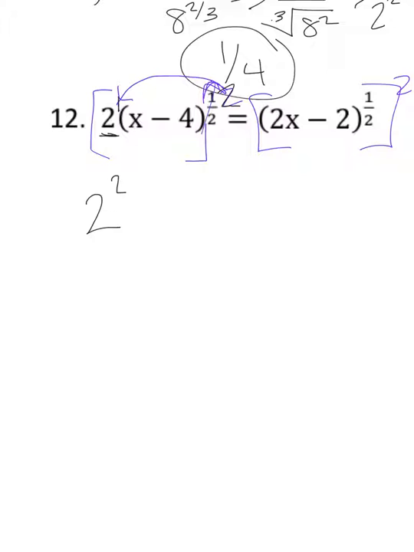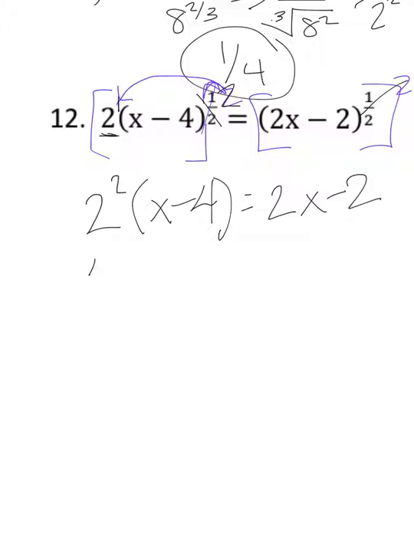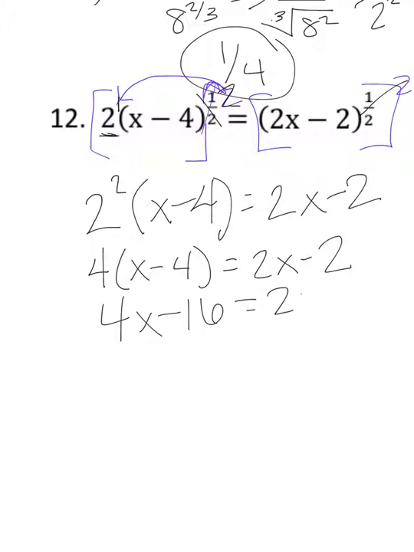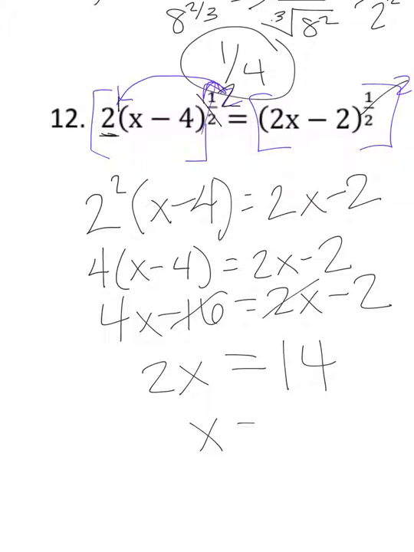So then everything else is nice because this will cancel and you're left with x minus 4 equals, and then again these will cancel over here, so you're left with 2x minus 2. So we'll just keep working here like regular algebra 1 problems. This turns into a 4, and then you have 4 times x minus 4 equals 2x minus 2. You get 4x minus 16 equals 2x minus 2. As you continue to solve that problem, you end up with 2x equals, and when you add the 16 to the other side, you get 14, so x equals 7.